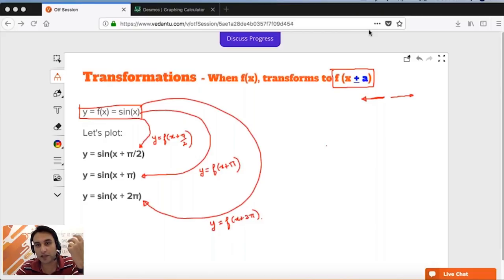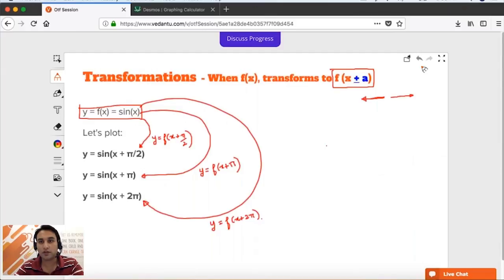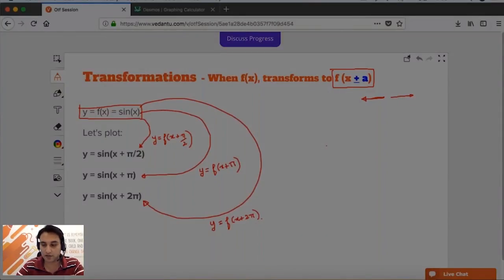Even graph, it will be even graph only when the graph is symmetrical about the y-axis. So which one of these is the even graph? This one. This graph is the even graph. Sin of x plus pi by 2 has become even, because it has become symmetrical about the y-axis. This is actually equal to cos x. Cool? So, just to summarize, these are our graphs.